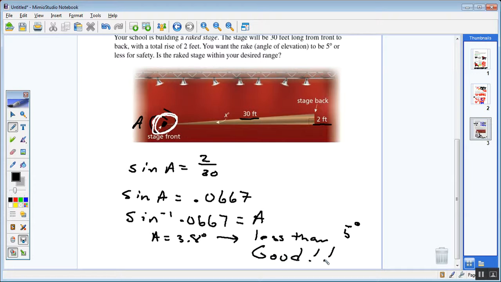Kids, what questions do you have on this? You understand that inverses are used for finding what? Angles. And in a relationship of angle A, is side A adjacent to it or opposite of it? Opposite. Okay, very good.